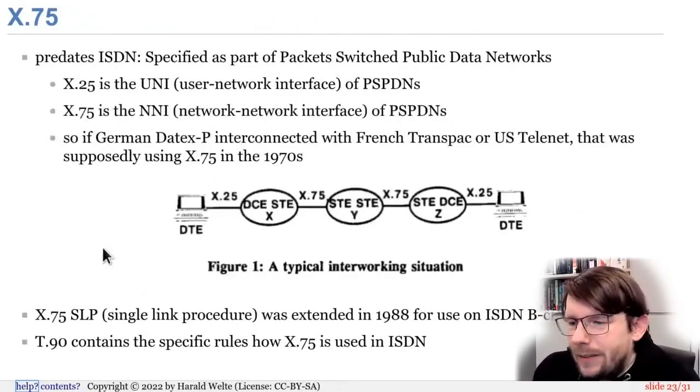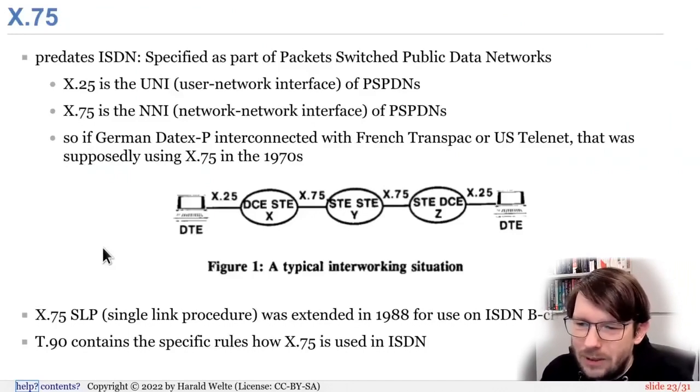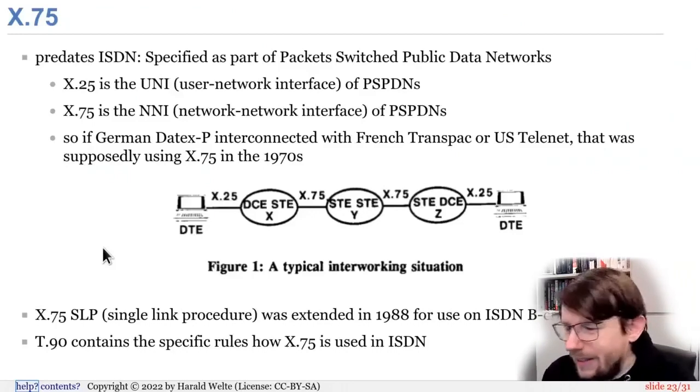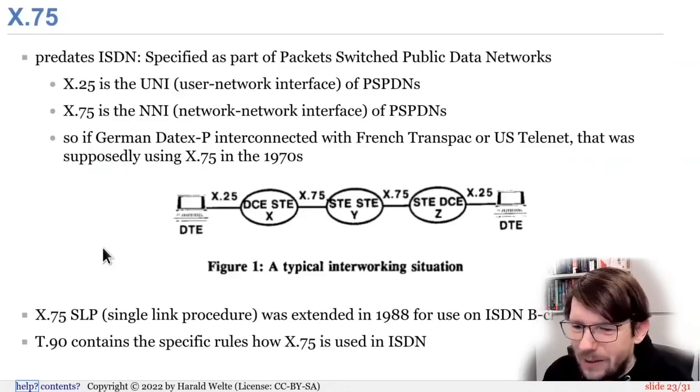It was specified as part of the PSPDNs, the packet switched public data networks, also known commonly as X.25 networks, even though that's not correct, since X.25 only specifies the user interface, meaning the interface between you as the user and the network. So it's a bit like calling the ISDN network the, I don't know, the BRI or S network. It would be the same mistake. You call the entire network based on the interface it provides towards the user.